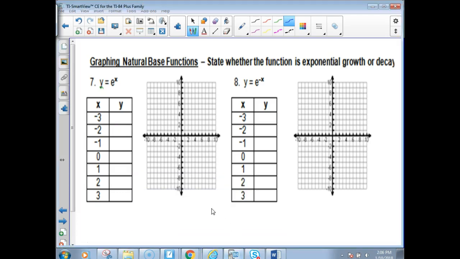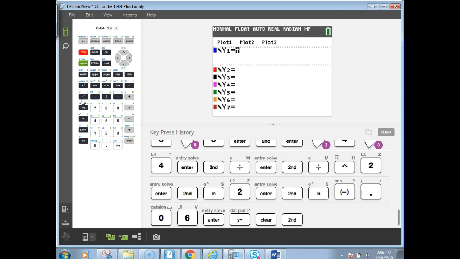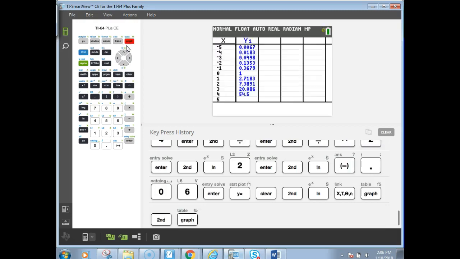Again, how you would type it is you'd go to your y equals, clear anything that's in there, do second, ln, and then put in x, and then we're going to see the basic exponential function. I'm expecting growth, and that's because e is a number bigger than 1, okay? And it's the growth. Okay, you can go to second, graph, and get the table filled in.